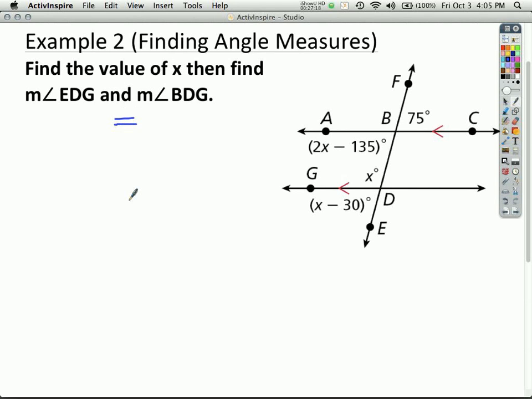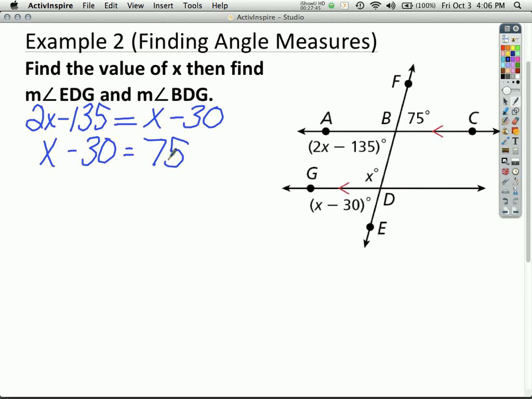Go ahead, Sebastian. 2x minus 135 equals x minus 30. Okay, 2x minus 135 is equal to x minus 30, and what is your reason? Corresponding angles postulate. Yeah, nicely done. Eric. X minus 30 equals 75 because of the alternate exterior angles theorem.